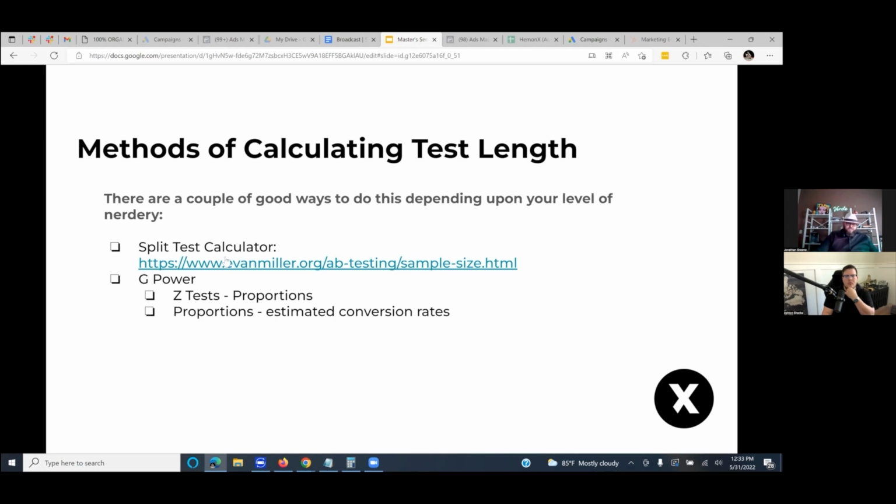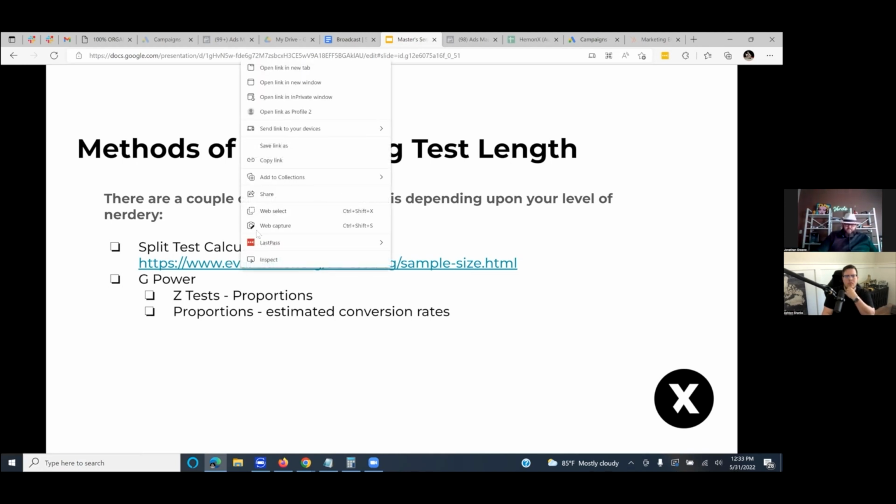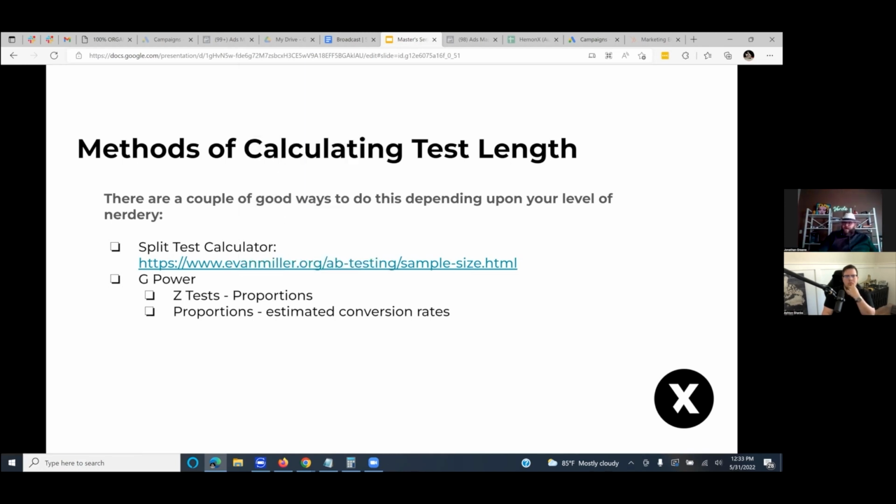All right. So there's a split test calculator which I will copy and drop in the chat for you guys that will do this, and you can play with it. But what I want to show you really is called G-Power. G-Power is the statistician's tool. It was made by the good folks over at Heinrich Heine University Dusseldorf in Germany. All right, I'll drop that link for you here as well. If you want to download G-Power, that's the link to get it.